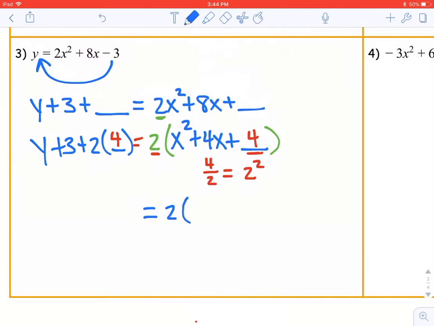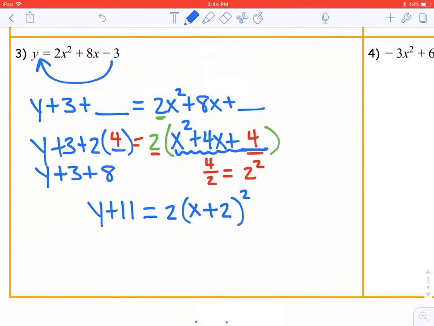So 2, and now we're going to rewrite our trinomial. Remember, it's a perfect square trinomial now that you've added in that 4, so we could rewrite it as x plus half of b, which is 2. And then bring down what's on the other side and just clean it up. So we now have y plus 3 plus 8, which will be y plus 11.